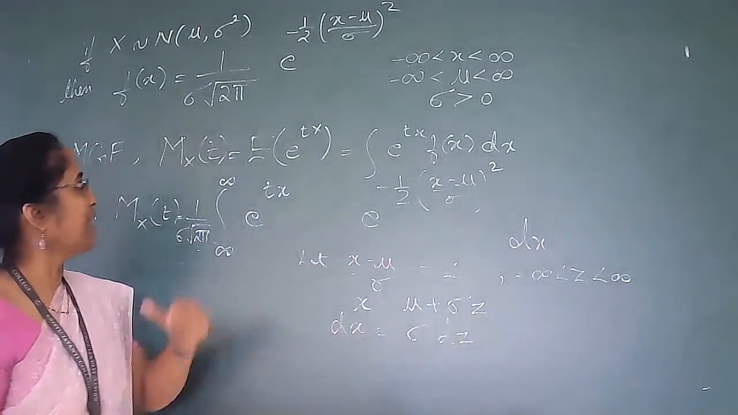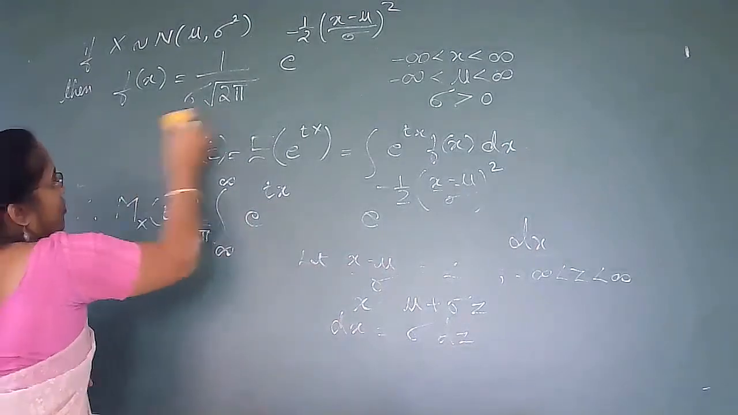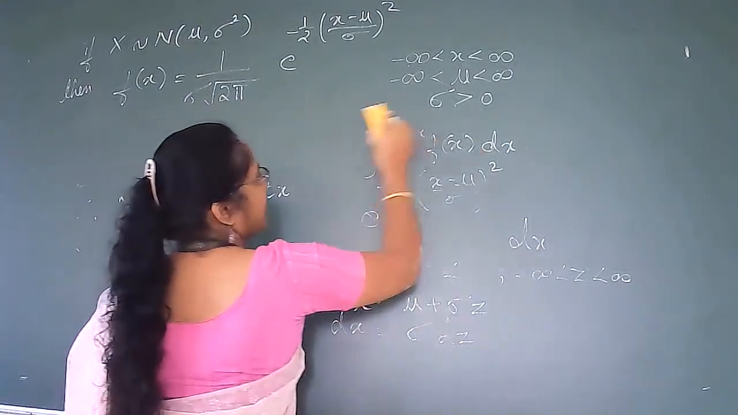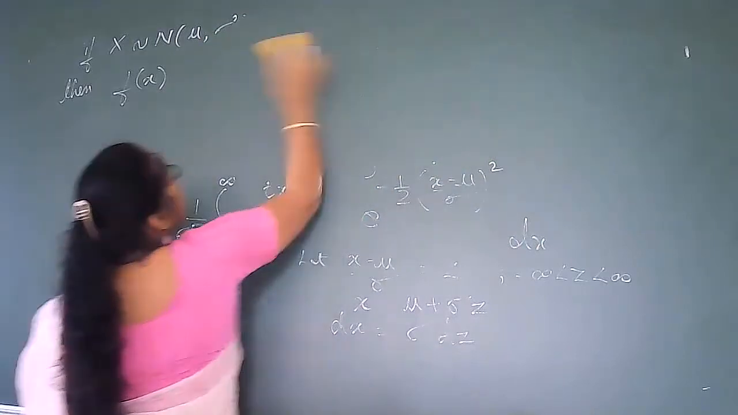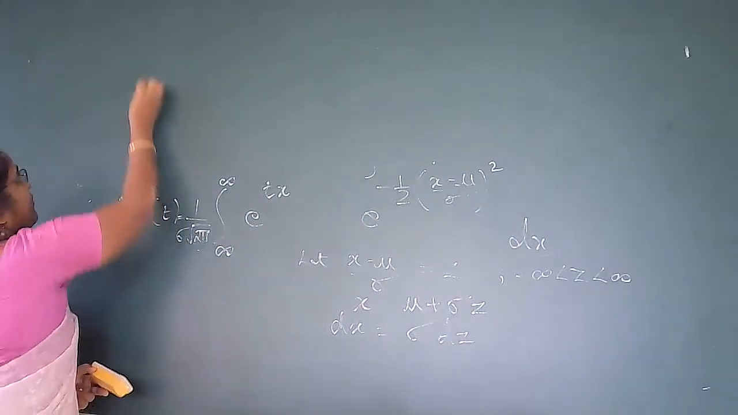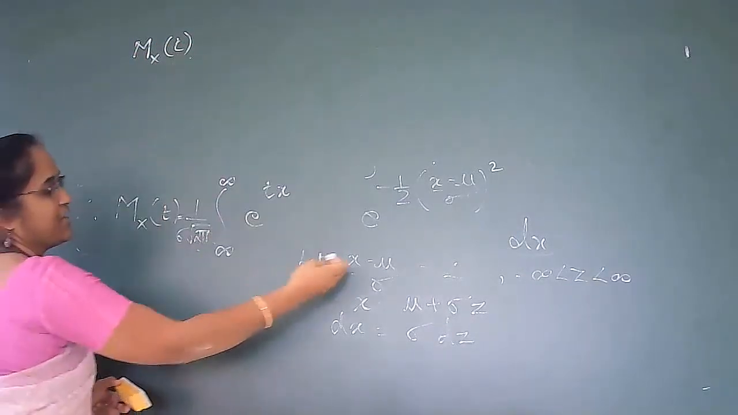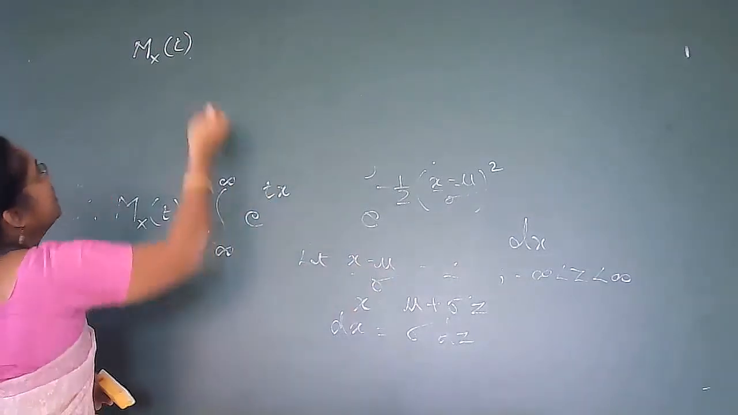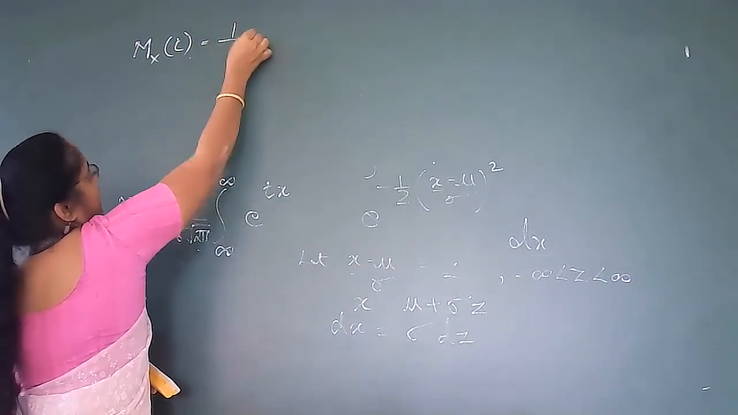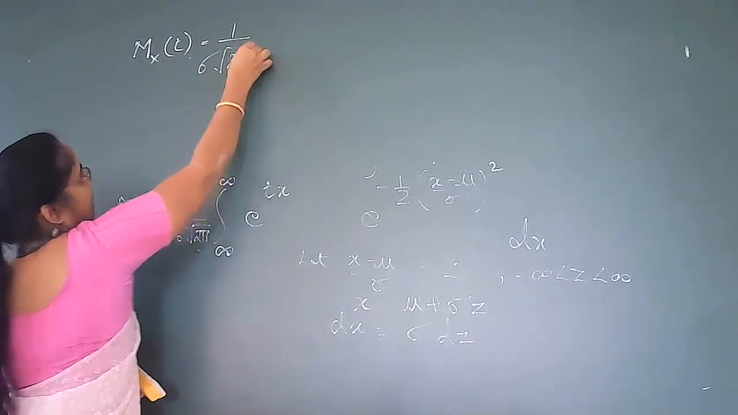So I will just erase what I wrote at the top so that we know how these values look when I input them. Just bringing about the linear transformation. Therefore, my M_X(t), when I'm calling (x minus mu) upon sigma as z, would turn out to be 1 upon sigma root of 2 pi.